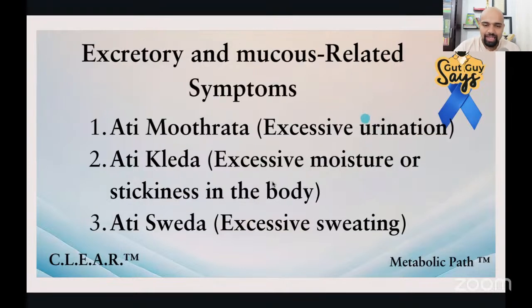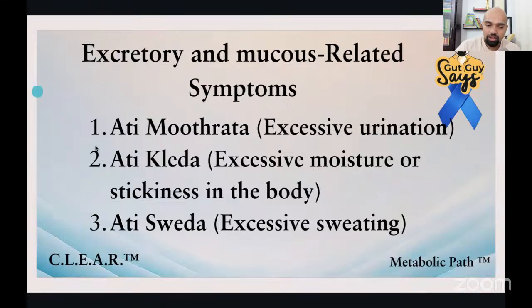Next, excretory and mucus related symptoms. Okay, so here you go. Ati mutrata. Excessive urination. Type I in the chat box if you have experienced this. Prabhuta avila mutrata. That is how it happens. It's cloudy, turbid urine, and sometimes even frothy urine that comes.